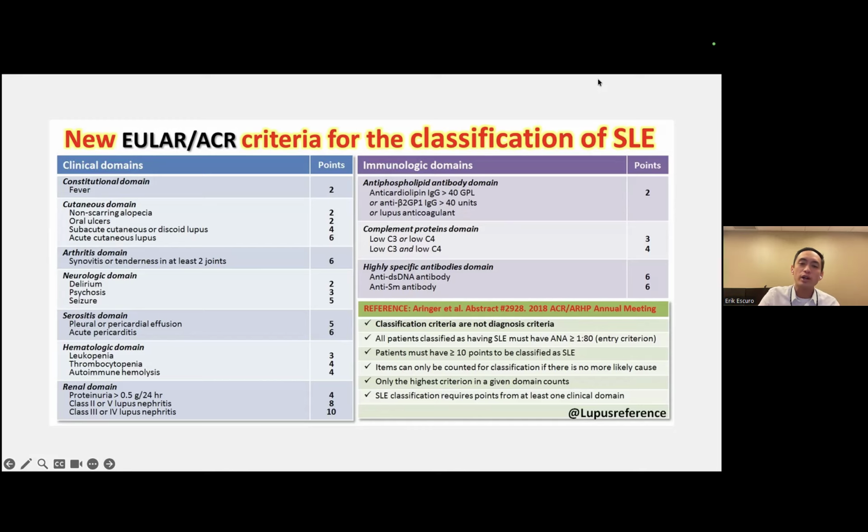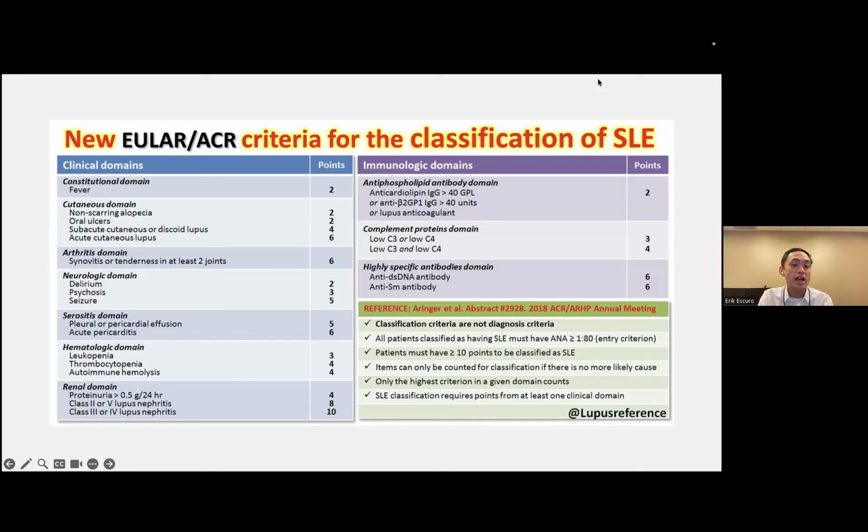But taking a look on the right in the purple, you'll notice that those highly specific antibodies we just talked about, like the double-stranded DNA antibody and the anti-Smith antibody, are only worth 6 points. And one key here is that if you have points from the same domain, like both a double-stranded DNA antibody and a Smith antibody, you don't get 6 points for each. You only get 6 per domain. So if you have somebody with a Smith antibody, that's 6 points. A low C3, that's 3 points. Not low C3 and C4, but just low C3. That's 9 points now, because 3 plus 6.